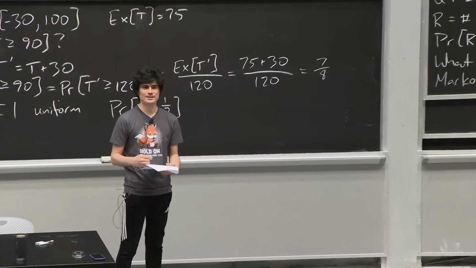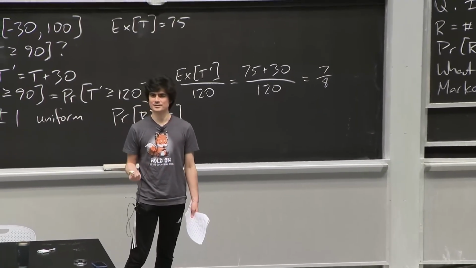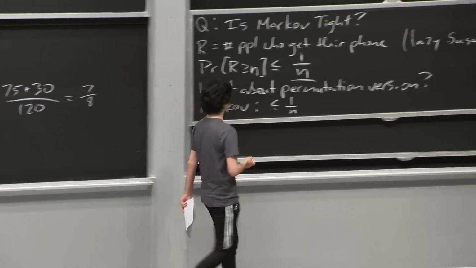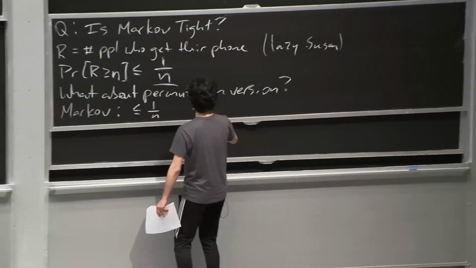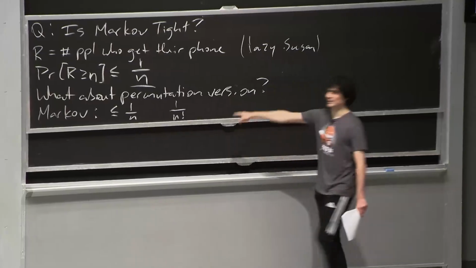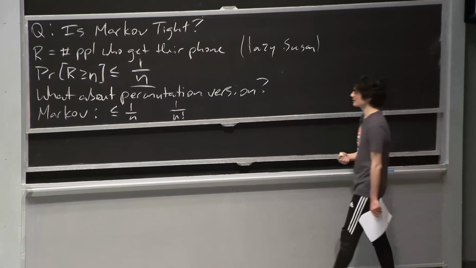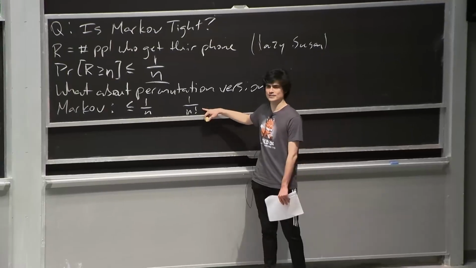Well, that's exactly when you have the identity permutation, right? You've got n factorial possible permutations. One of them gives everybody's phone back. So what we're looking for is actually 1 over n factorial. Okay, so Markov is very much not tight in this example.